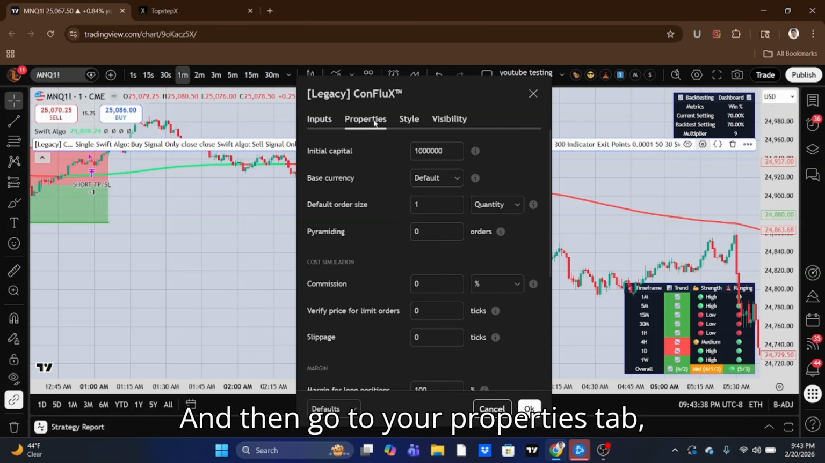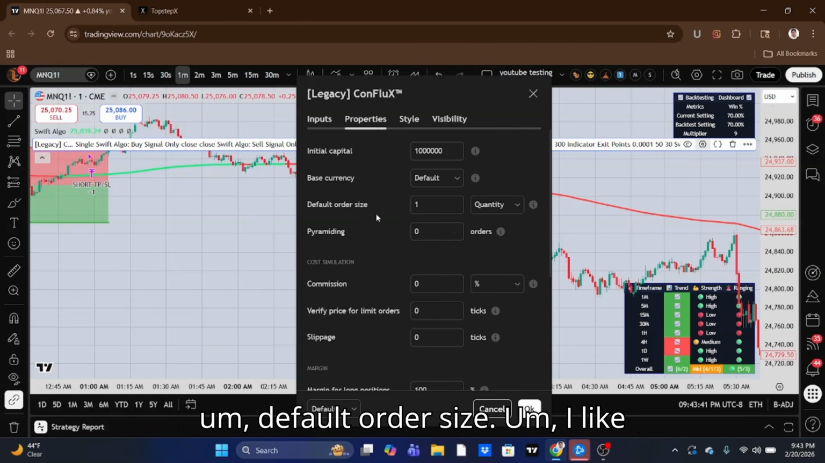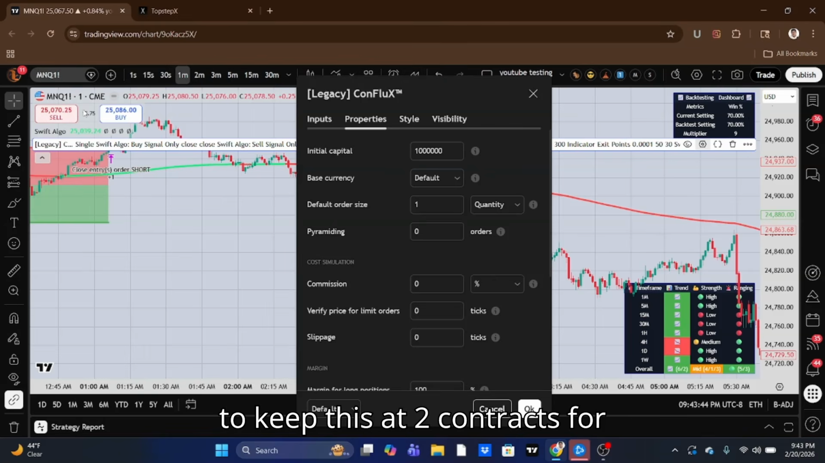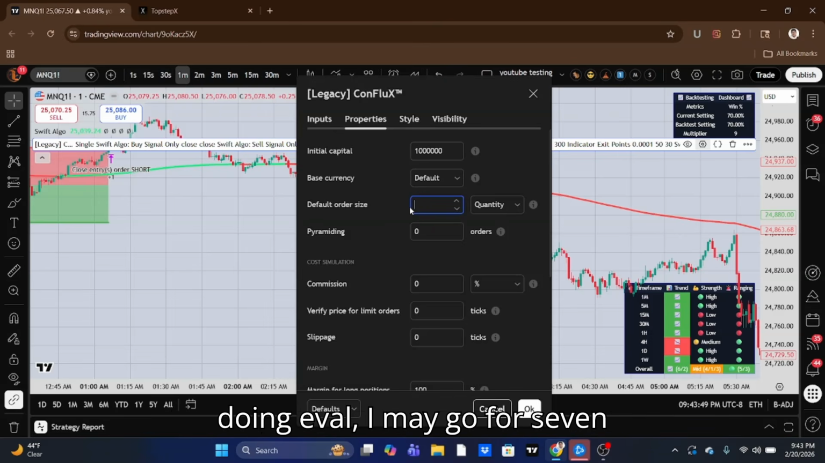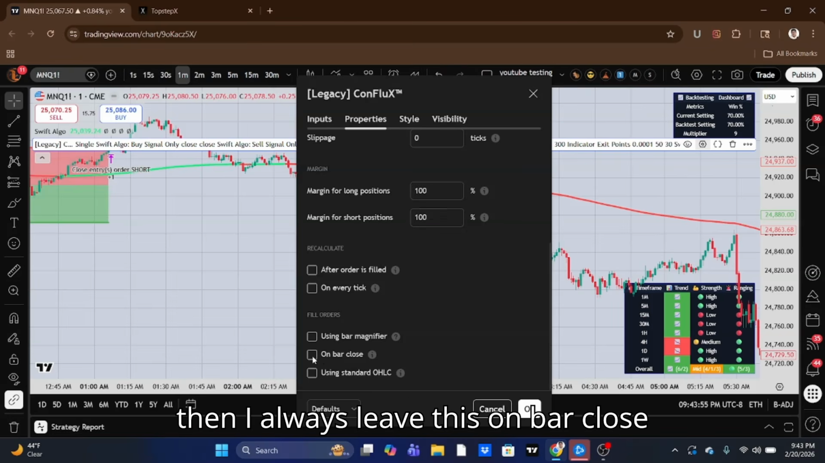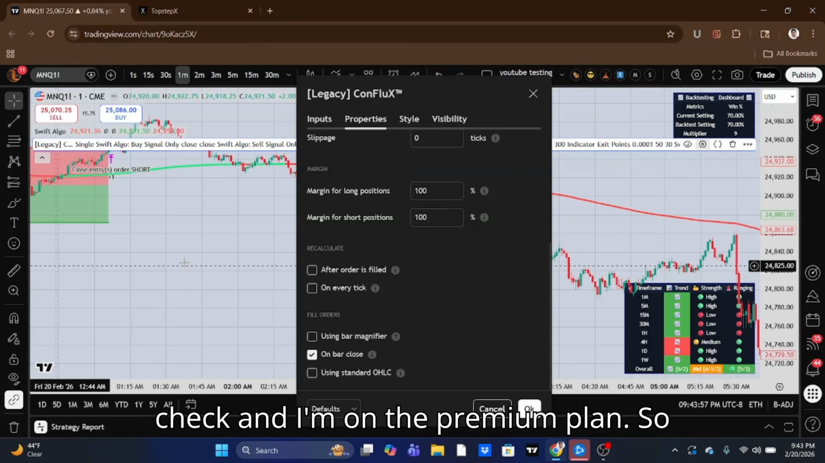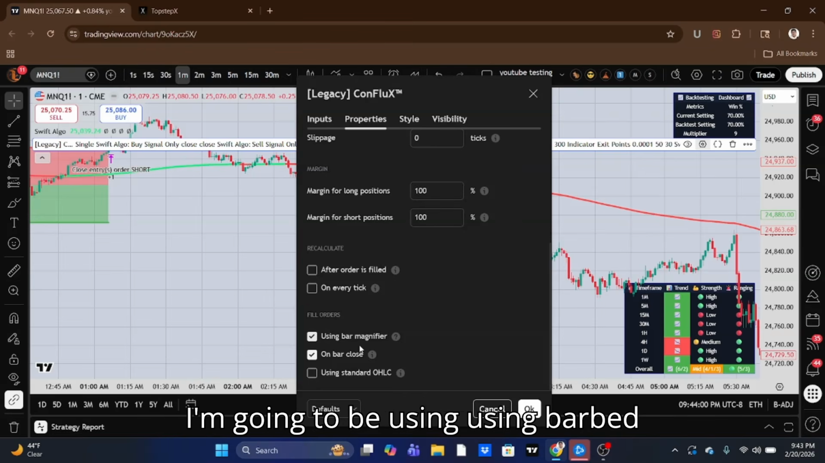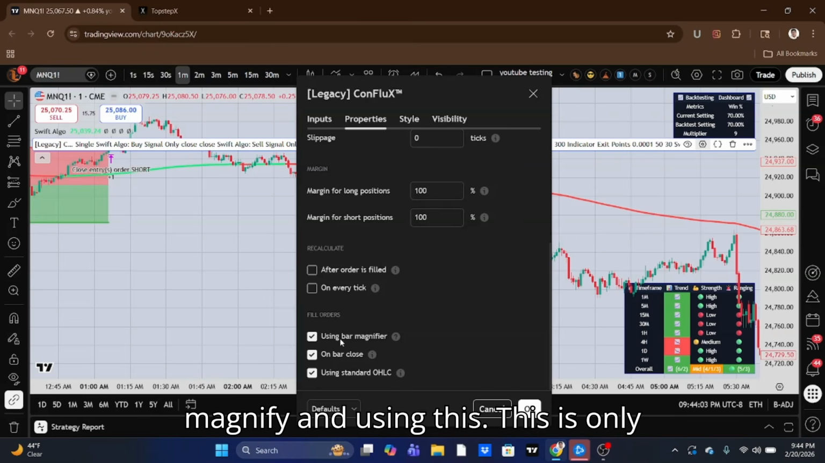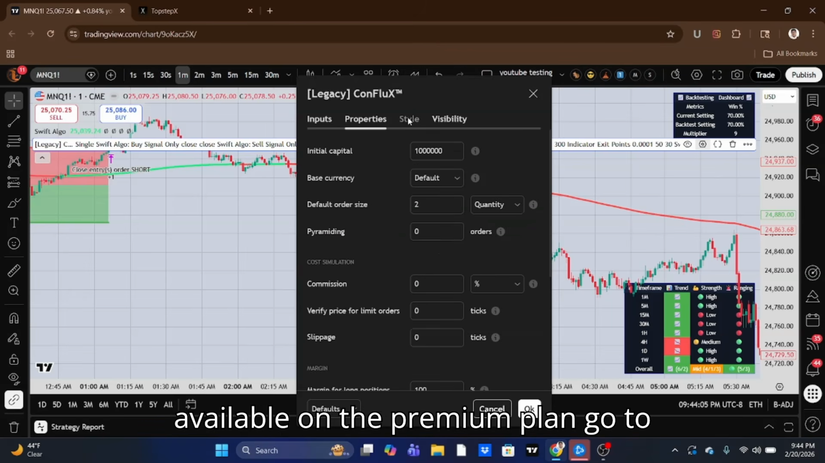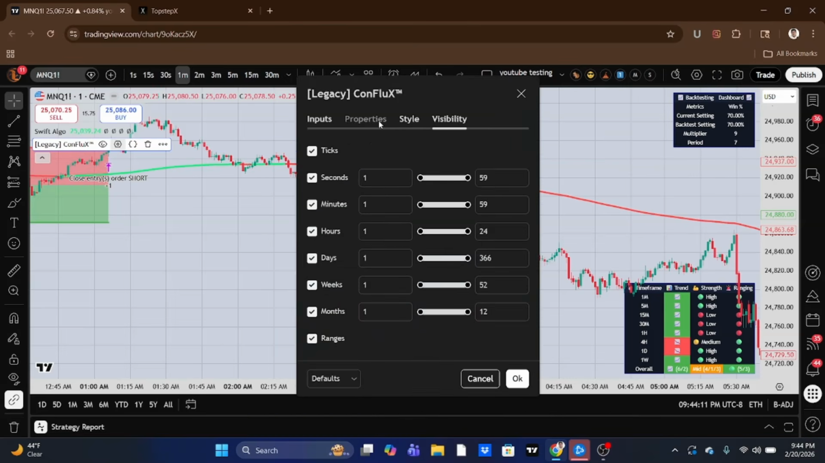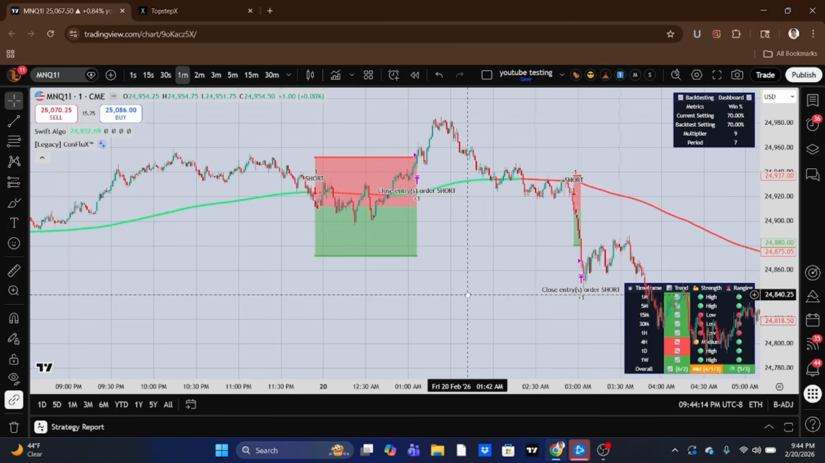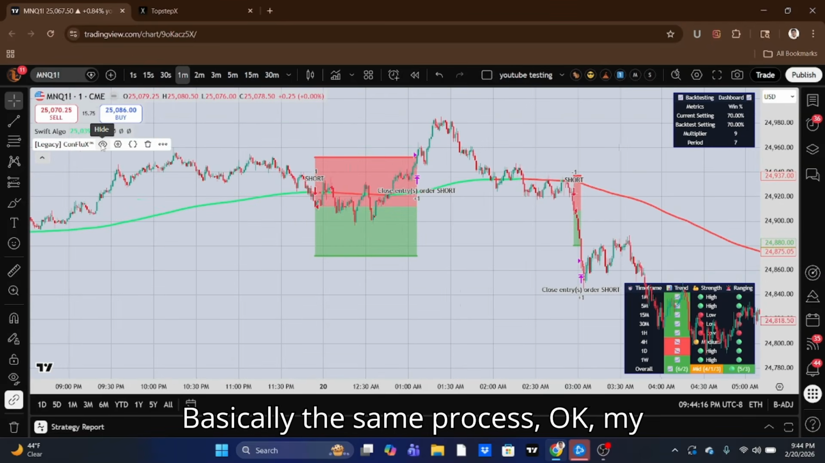And then go to your properties tab. Default order size, I like to keep this at 2 contracts for MNQ if you're trading funded. If you're doing eval, I may go for 7 MNQ. And then I always leave this on bar close check, and I'm on the premium plan, so I'm going to be using bar magnify and using this. This is only available on the premium plan. Go to style. I like to uncheck this. I don't need this extra data. Basically the same process.